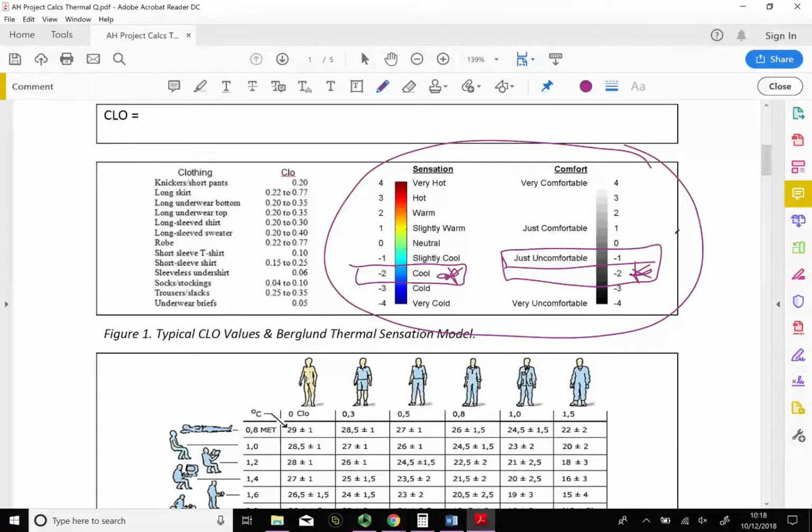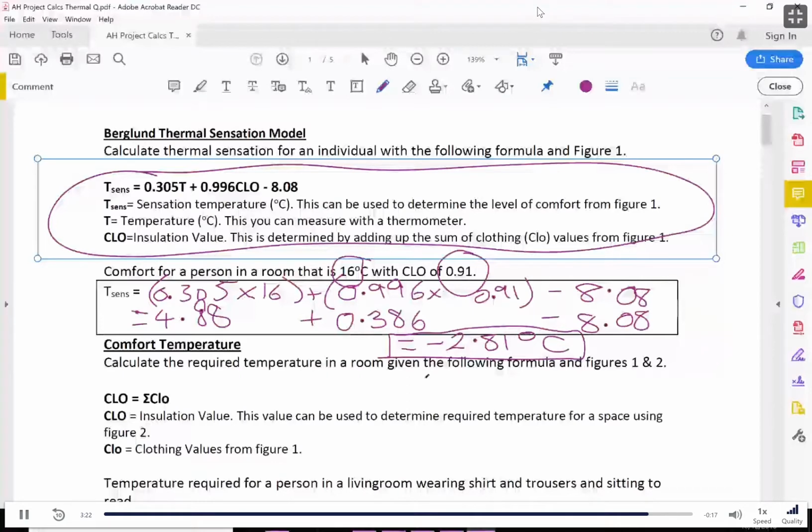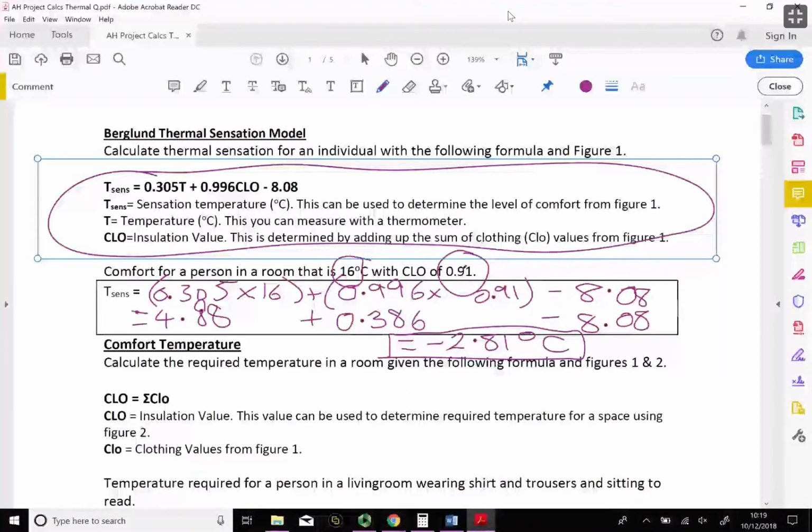All right. So we've just very quickly calculated using the Berglund thermal sensation model how cool you feel when you're in a room that's 16 degrees and you've got a clothing value of 0.91.